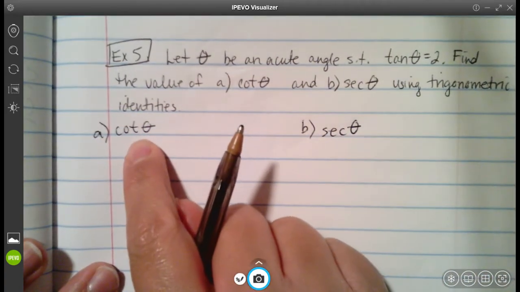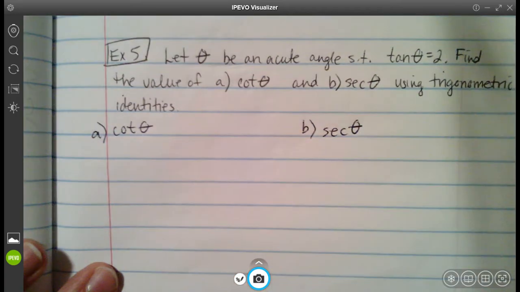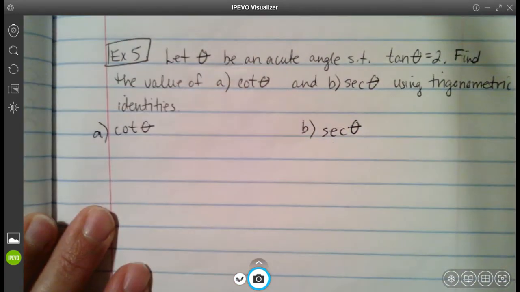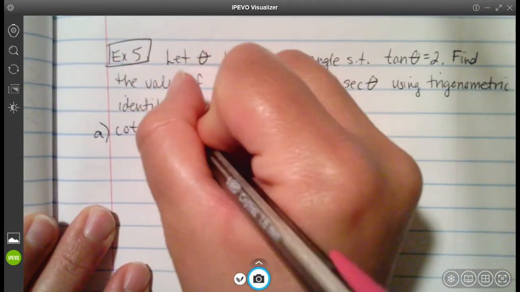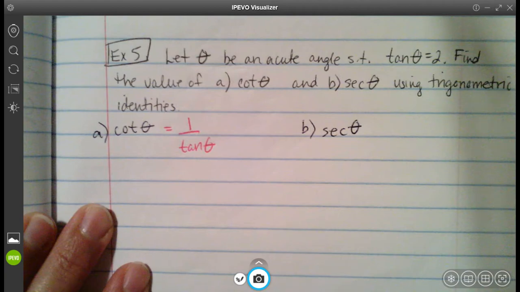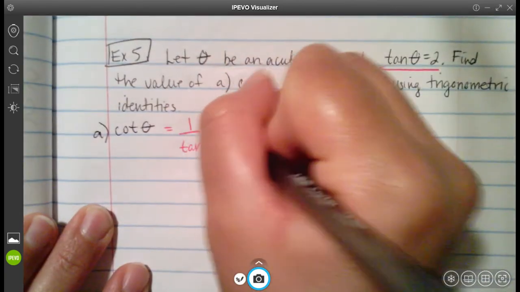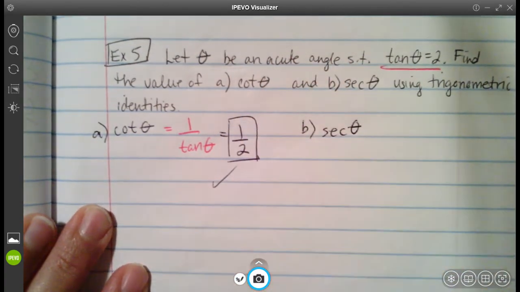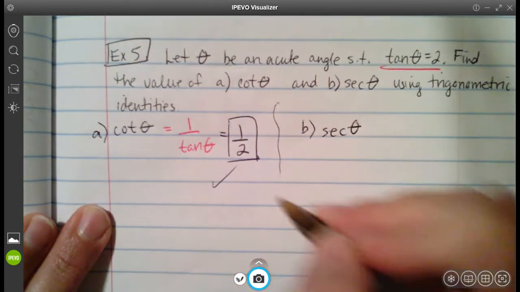This one's going to be the easy one because cotangent, according to my reciprocal identities, is the same as, let me go ahead and rewrite this, 1 over tangent of theta. So since tangent of theta equals 2, this is the same as 1 over 2. And we're done. Yay, that was quick.